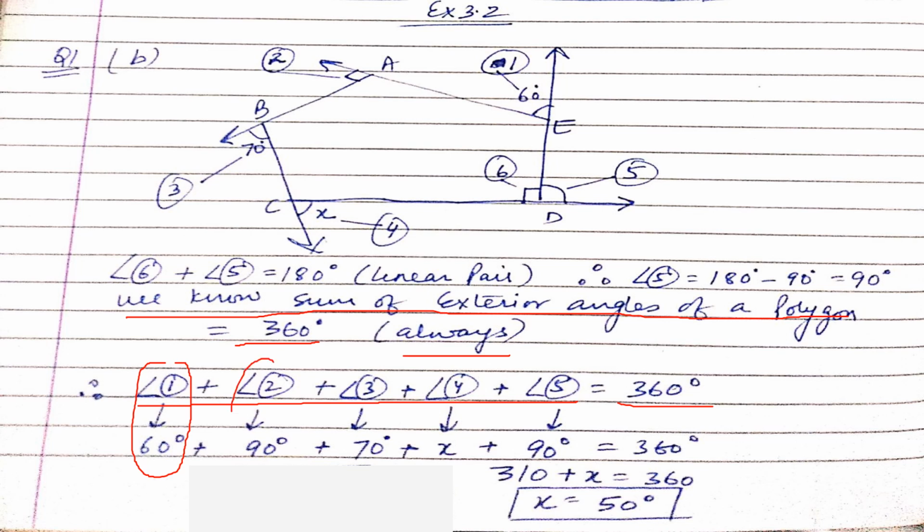Putting the values, 1 is how much? 60 degree, 2 is 90, 3 is 70, 4 is x, 5 is 90. Now if you add these, 60 plus 90 plus 70 plus 90, it is how much? 310, plus x is equal to 360. Now it is a simple linear equation in one variable, and we know how to solve it. Just isolate the x on left hand side. This 310 will come on right hand side, and we get the answer as x equal to 50 degree. Got it?